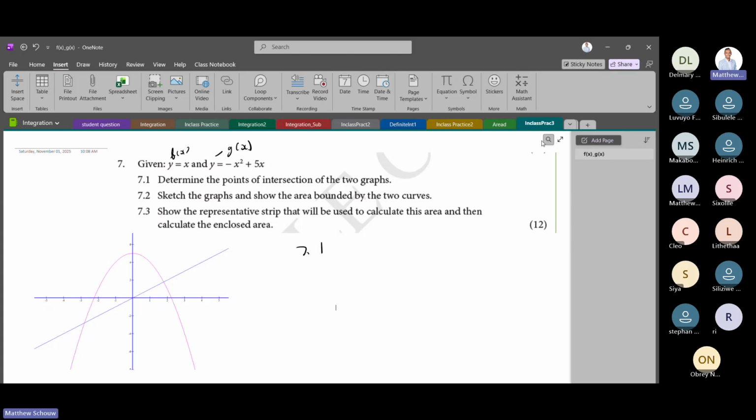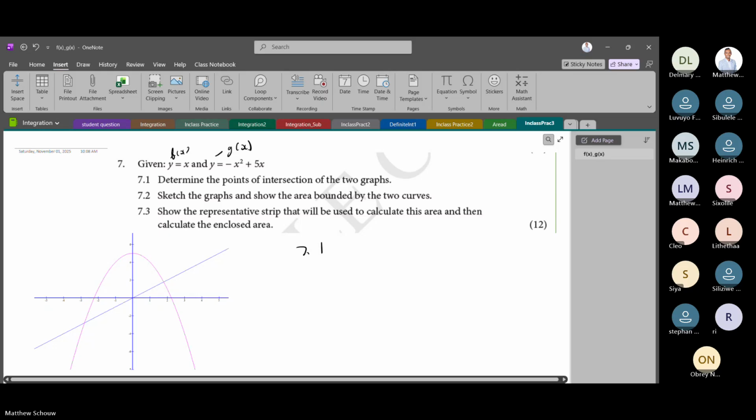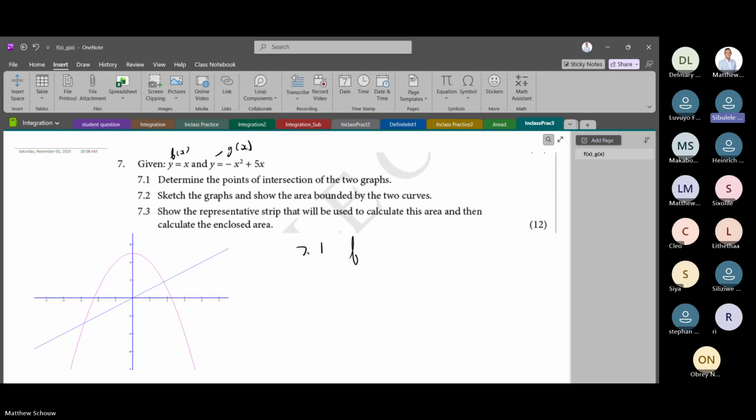So be quick to solve that one, eh? Cleo, can you organize your answers for us? $7.1. It's 0 and 4, sir. Okay, let's confirm. 0 and 4. You sure about that?